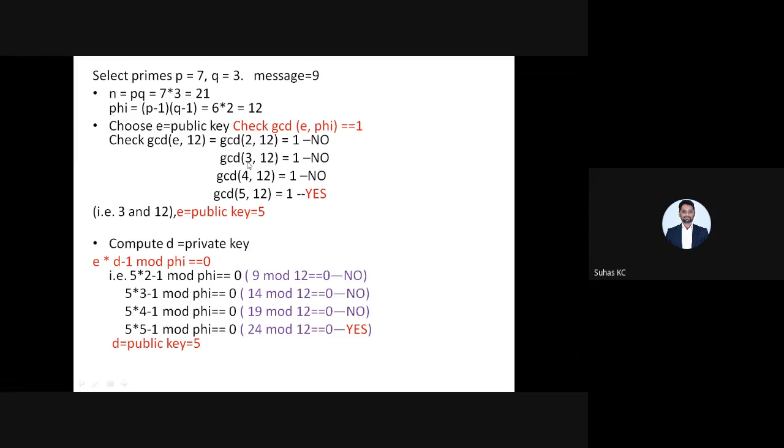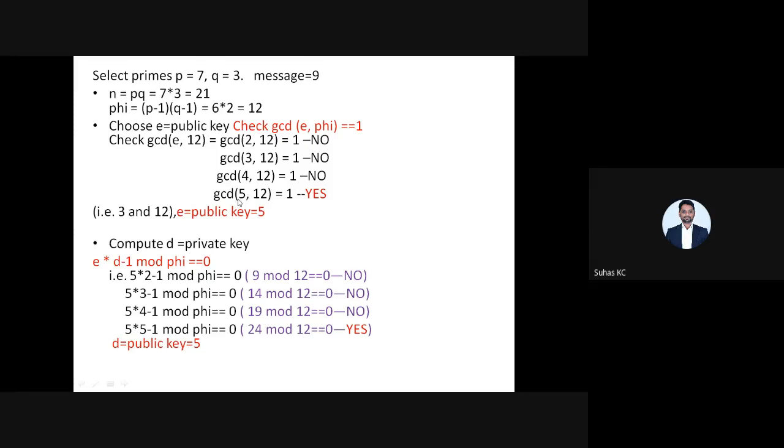So you keep on applying like this. Whichever value satisfies the condition will become your public key. Now GCD of 3 comma 12: 3 times 4 is 12, so it is not equal to 1. This also is not satisfying the condition. Next you go for 4. GCD of 4 comma 12 is again not 1. Next, 5 comma 12: yes, 5 times 2 is 10, 2 times 2 is 4, and so on, and GCD is 1. So GCD of 5 comma 12 is satisfying, and it is equal to 1.